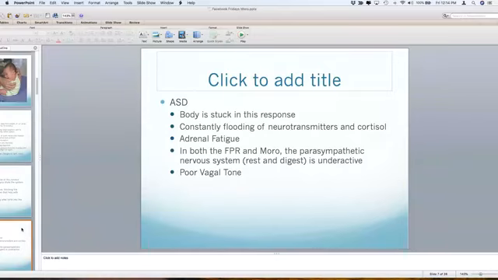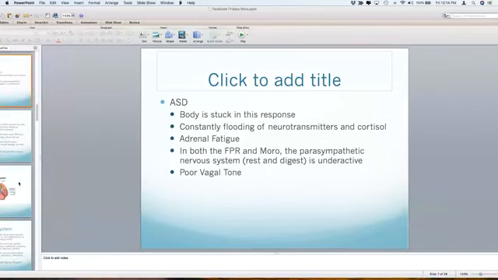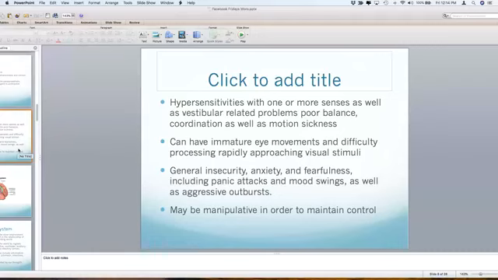In both the fear paralysis and the Moro, which we said the parasympathetic nervous system, which is the rest and digest section of the nervous system, is underactive, and there's poor vagal tone. Hypersensitivities with one or more senses: these children tend to be very hypersensitive with at least one or more of the senses, like with light, if their pupils are dilated because their pupils can't constrict, or to sound, or to touch. It may not be all of them, maybe just one or two senses.